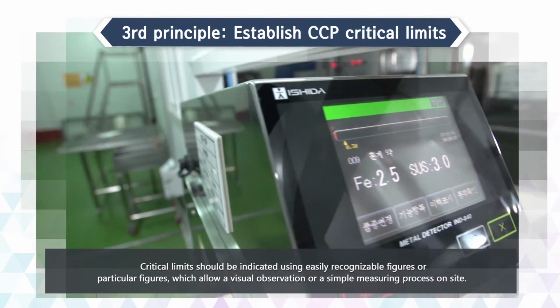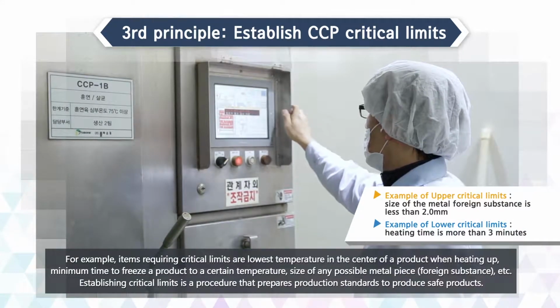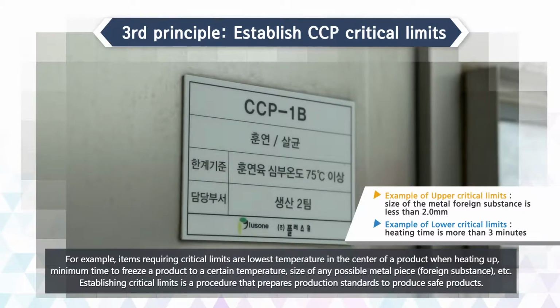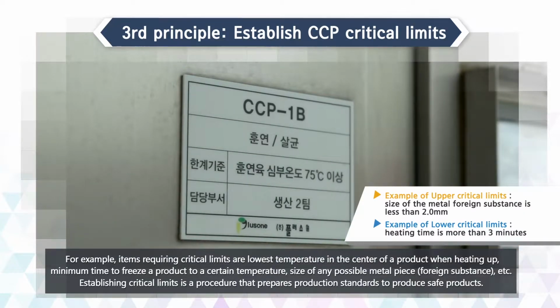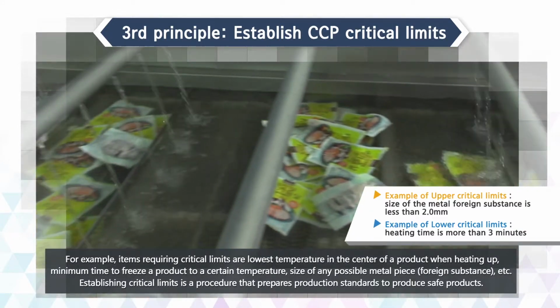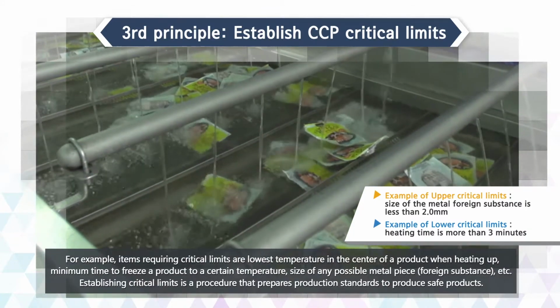measuring process on site. For example, items requiring critical limits are lowest temperature in the center of a product when heating up, minimum time to freeze a product to a certain temperature, size of any possible metal piece, foreign substance, etc. Establishing critical limits is a procedure that prepares production standards to produce safe products.